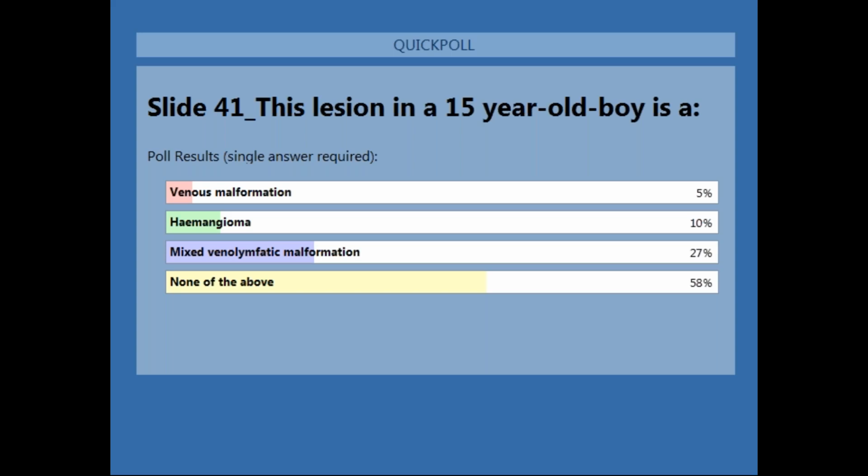Now, should I give you the results? I am really keen to know the results. Yeah, for sure. All right. Venous malformation, 5%. Hemangioma, 10%. Mixed venolymphatic malformation, 27%. And none of the above, 58%. It's up to you to tell us now.